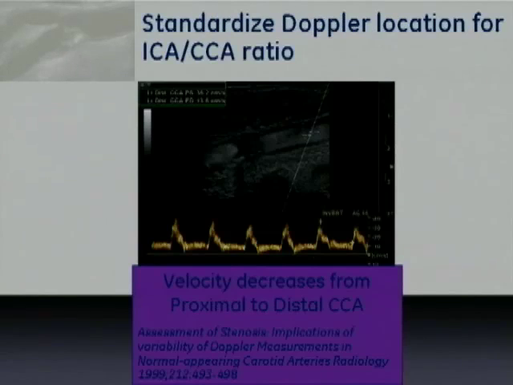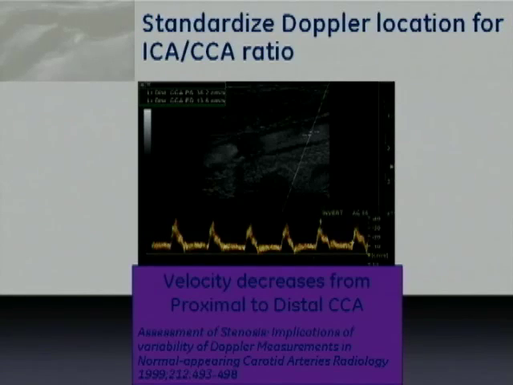Okay, back to our standardized protocol. Let's talk about taking the Doppler sampling in the common carotid artery. Remember, I said sample proximal, mid, and distal. But we want to use just one of those samplings to apply to the ICA-CCA ratio, which is part of our diagnostic criteria. And the sampling that we're going to do is the distal common carotid artery.